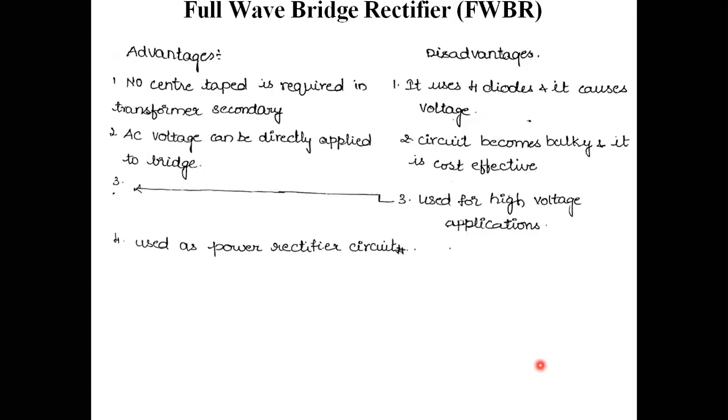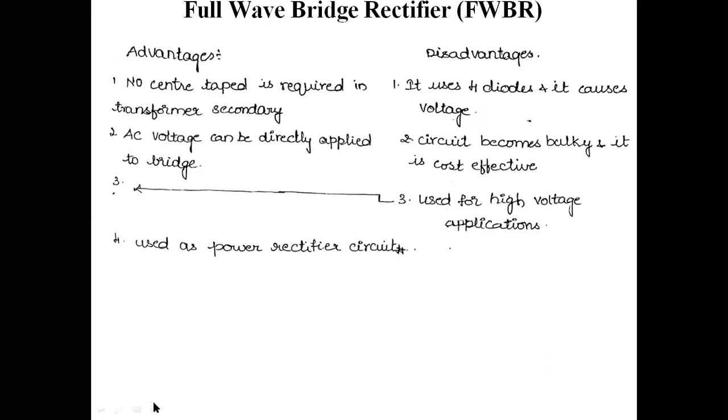Disadvantages: it uses four diodes, and it consumes more current at each and every diode. It is going to consume more current, and more power levels also. And next, the circuit becomes bulky because four diodes are arranged, one in each arm position. Four diodes are placed, and then the circuit will become bulky, and it is cost effective here.